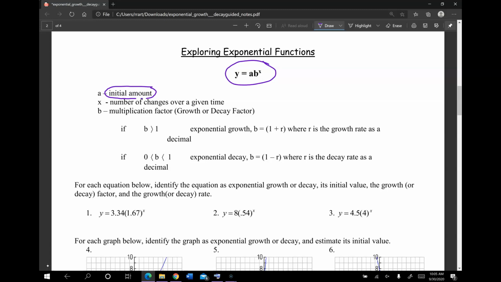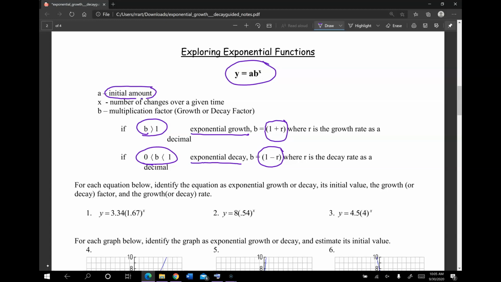That's your initial amount. X is the number of changes over a given time, okay? So that's your time. And B is your multiplication factor. It's going to be what we call your growth or decay factor. It tells you if you're growing and it tells you if you're decaying, okay? Now, if B is greater than 1, it is exponential growth, and we can replace that B with 1 plus R and find our growth rate. If B is less than 1 but greater than 0, then we call that exponential decay, and we can replace that B with 1 minus R, and we can find the decay rate, okay?